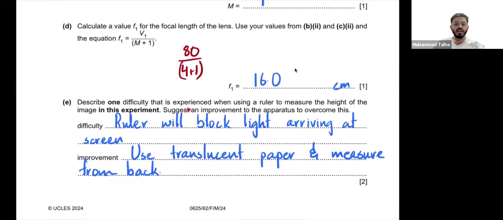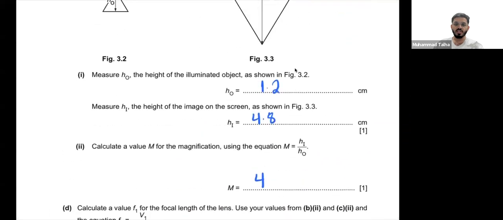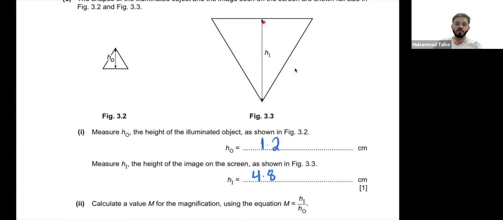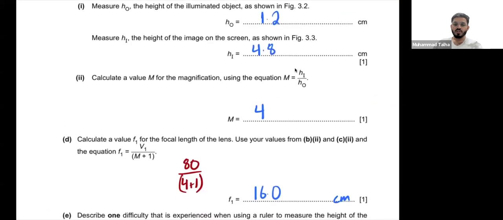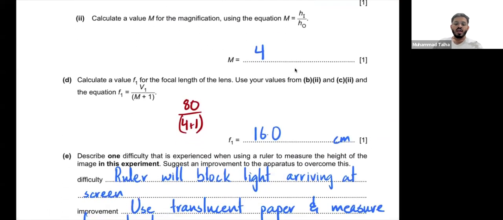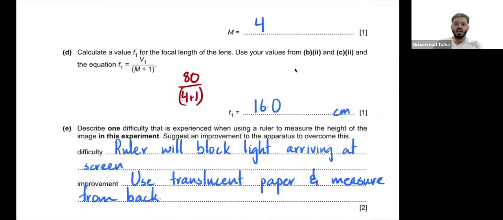Describe one difficulty that is experienced when using a ruler to measure the height of the image in this experiment. As with a lot of the lenses experiments, when you are actually measuring this height, the problem that you will encounter is that your hand will start to block some of the image which is forming, and that's going to make it difficult for you to measure this length. So that is the problem. Your ruler and your hand will block the light arriving at the screen.